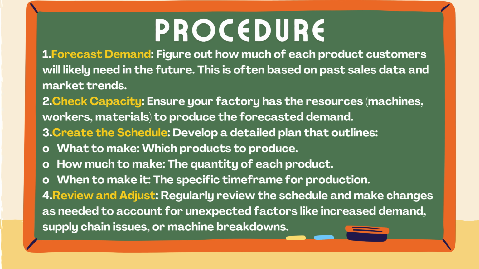3. Create the schedule. Develop a detailed plan that outlines what to make, which products to produce, then how much to make, the quantity of each product. Lastly, when to make it, the specific time frame for production. 4. Review and adjust. Regularly review the schedule and make changes as needed to account for unexpected factors like increased demand, supply chain issues, or machine breakdowns. By following these steps, a factory can create a well-organized plan that ensures efficient production and customer satisfaction.